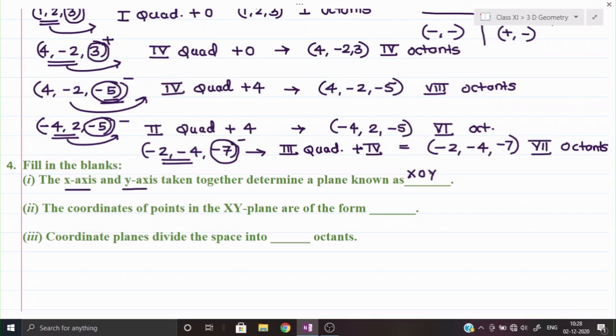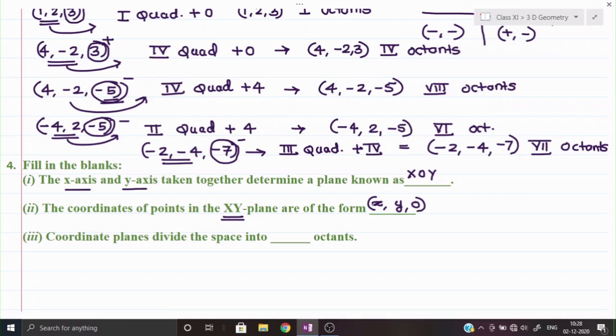The coordinate of a point in the xy plane, xy meaning XOY only, are of the form... see here x and y are given, but z is not there. So the coordinates will be in the form x non-zero, y non-zero, and z is 0. So we can say they will be in this form.